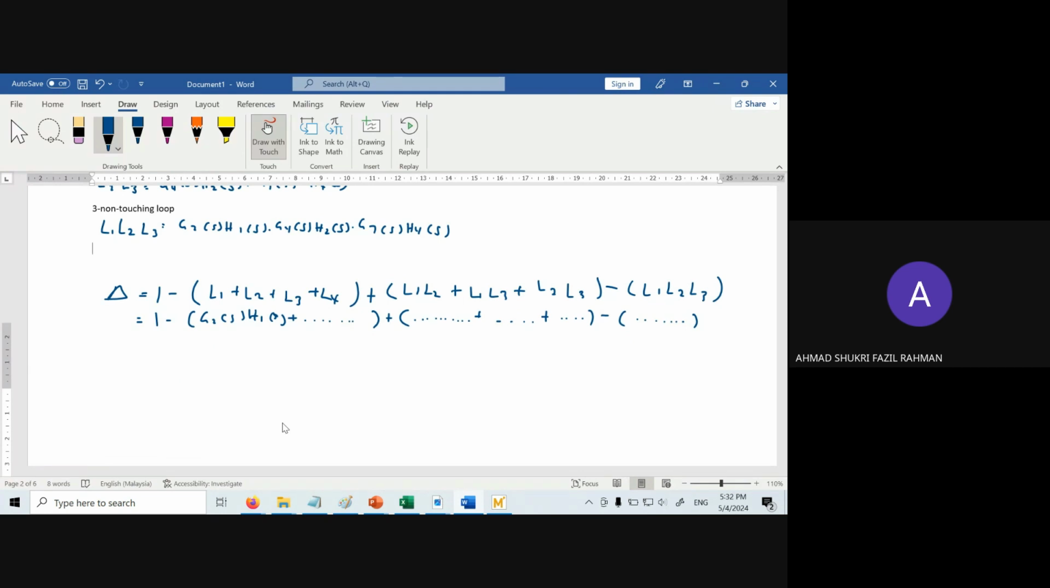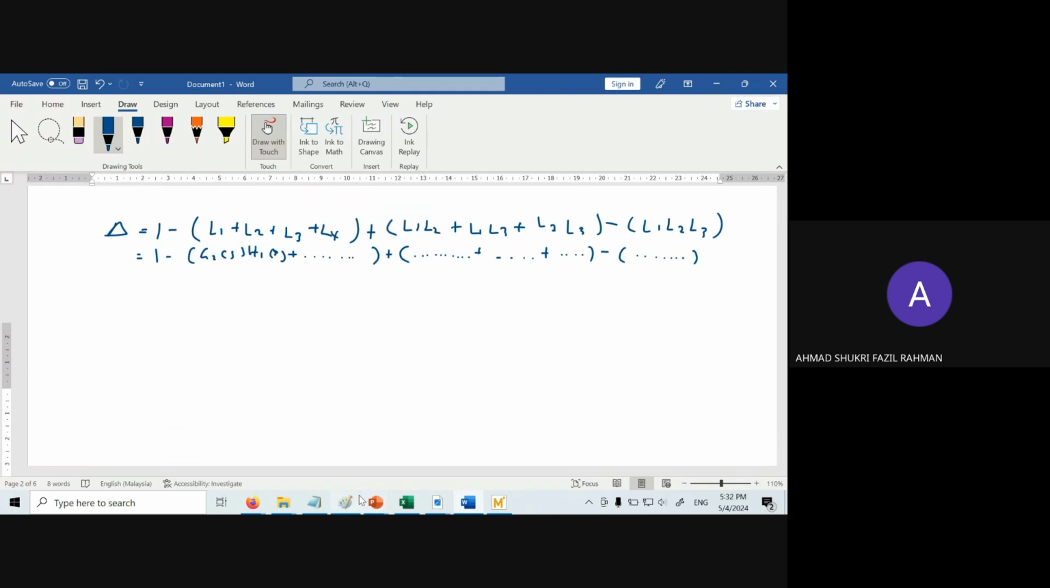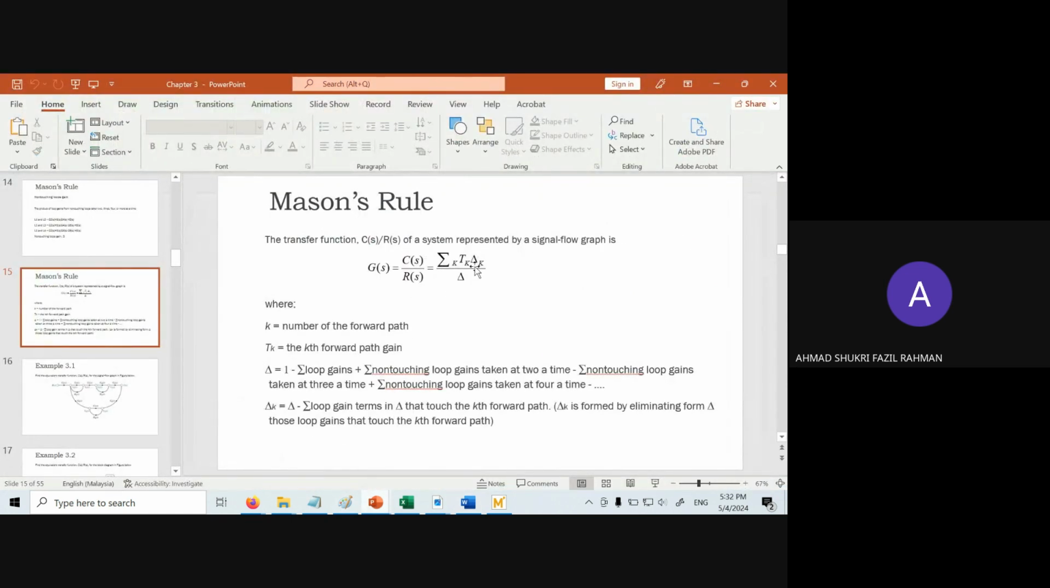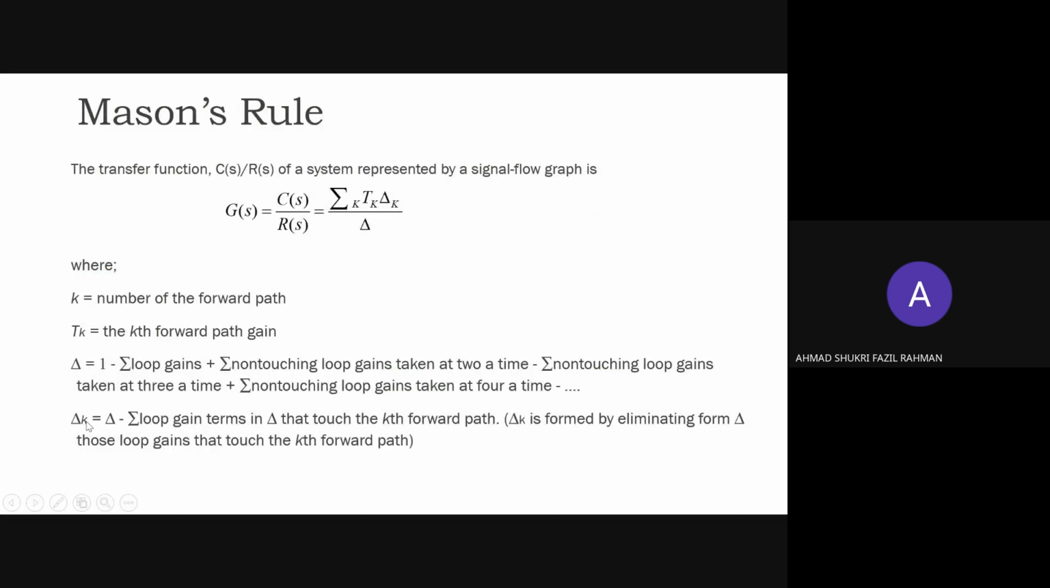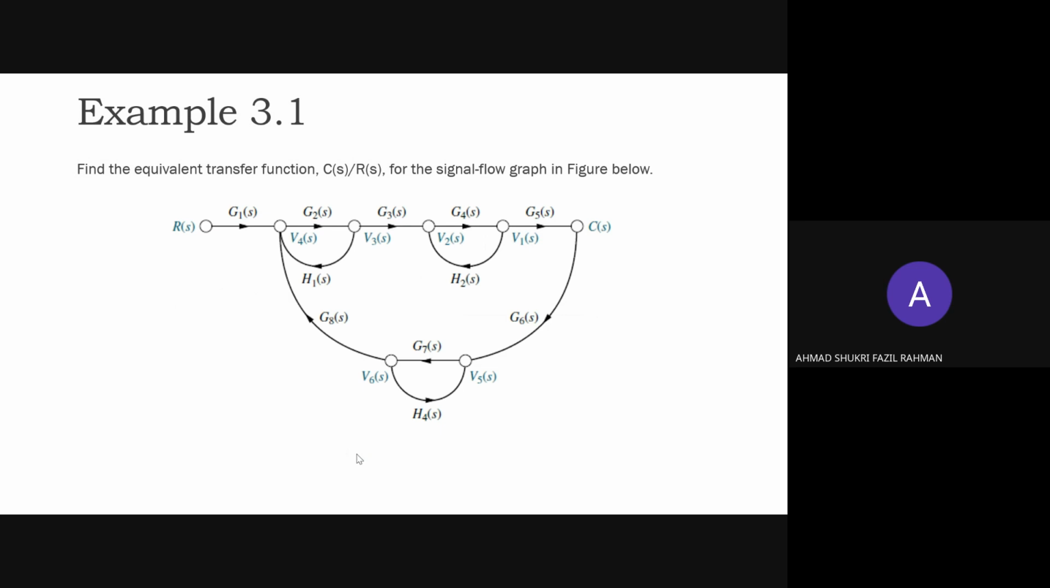And then once we find the delta, we move on to find delta k. How to find delta k? This is the confusing part. So in order to find delta k, this is really delta minus the total sum of loop gain terms in delta that touch the k forward path, or it is actually delta k formed by eliminating from delta those loops that touch the k forward path. So in order to find out delta k, we go back to this part.